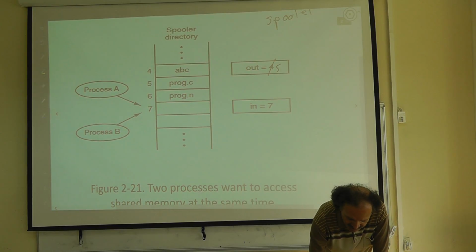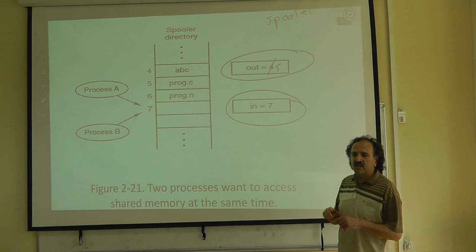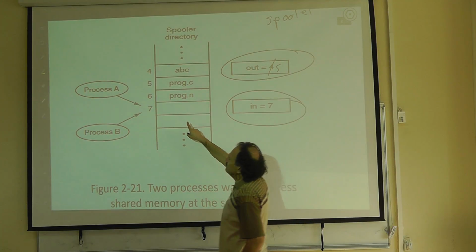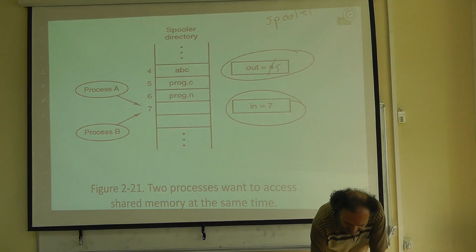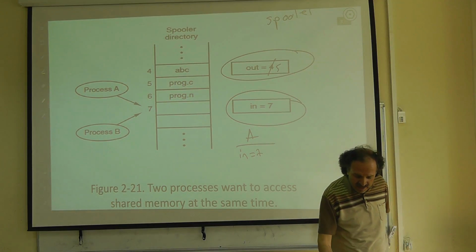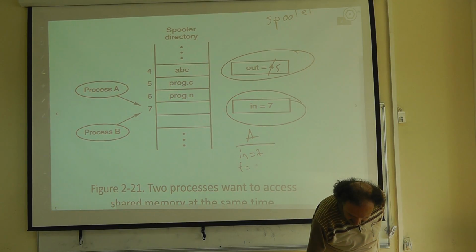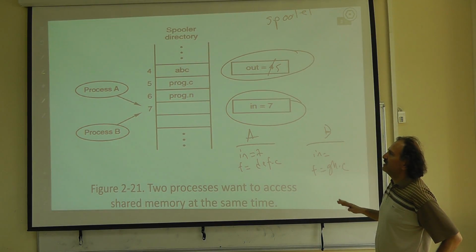So the spooler modifies this number. These numbers are modified by the processes. Okay? Process A and process B are running at the same time. Process A comes here and says okay, in is 7. Process A takes in as 7, and it's going to put its file name here. Let's say its file name is def.c. And process B is trying to do the same thing, and its file name is gh.c.